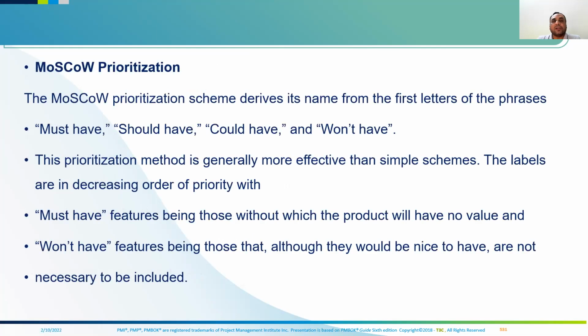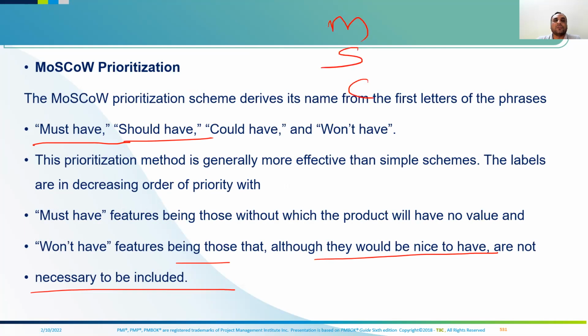So how can we prioritize the requirements in the product backlog or iteration backlog? M means must have. The requirements which are must have should be on the top, then should have, then could have. Won't have features are those which, although they would be nice to have, are not necessary to be included. I don't care whether you have it or not. So must on the top, then should, then could, and then won't have. That is what MoSCoW prioritization is.